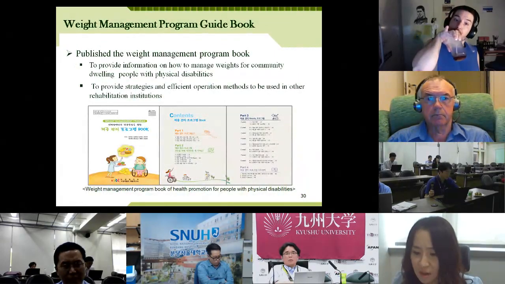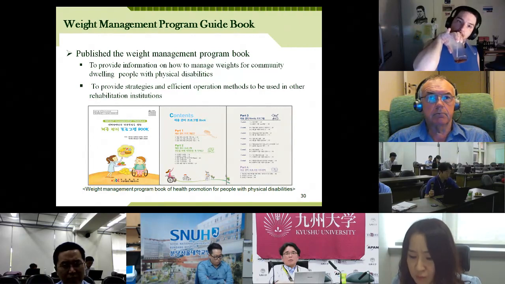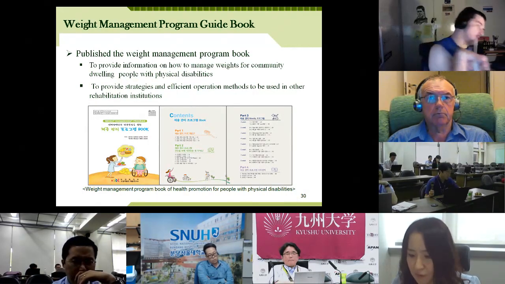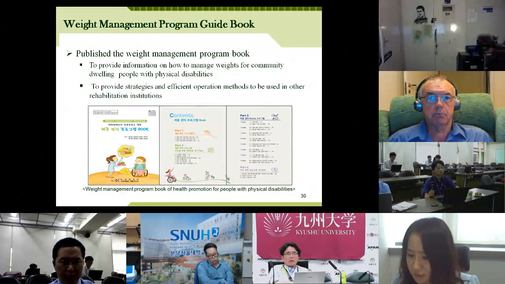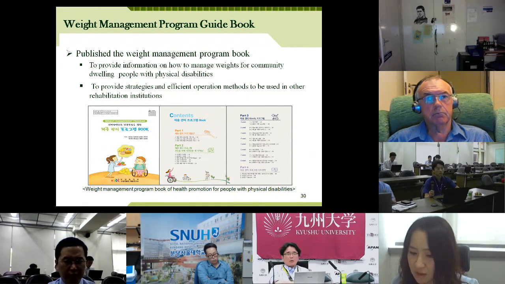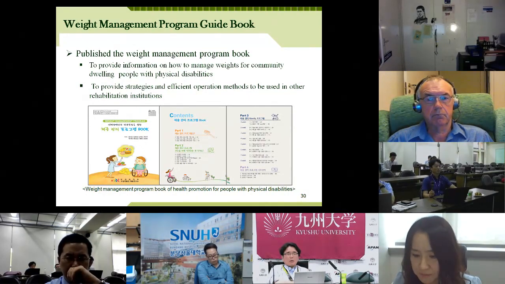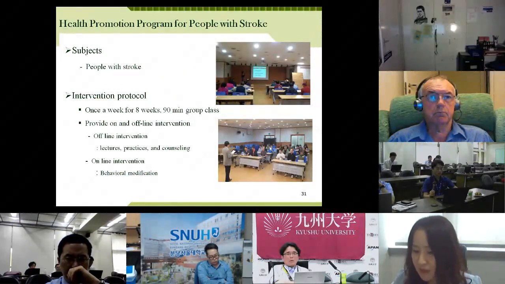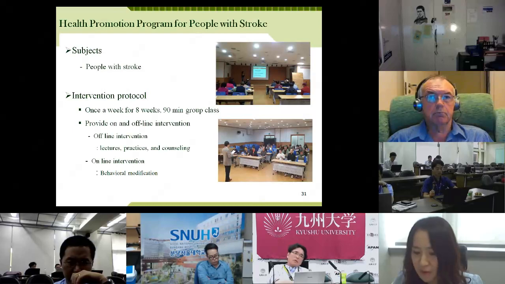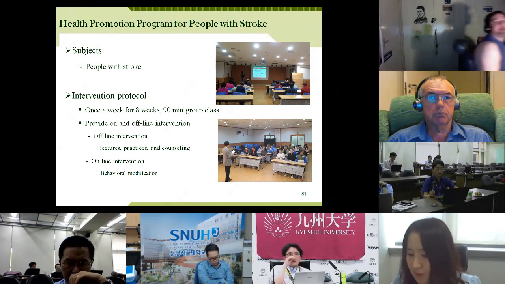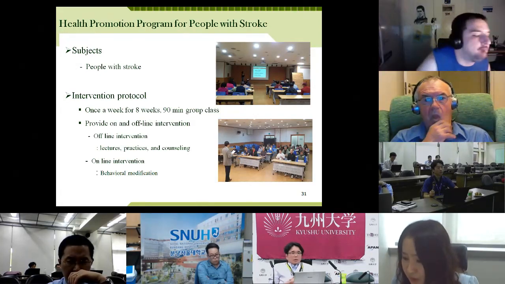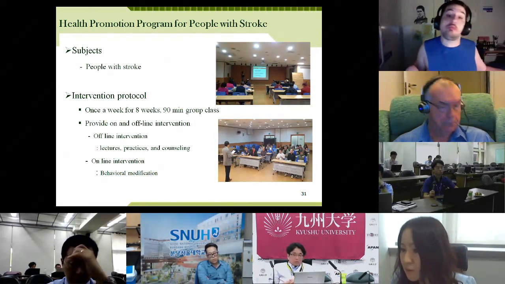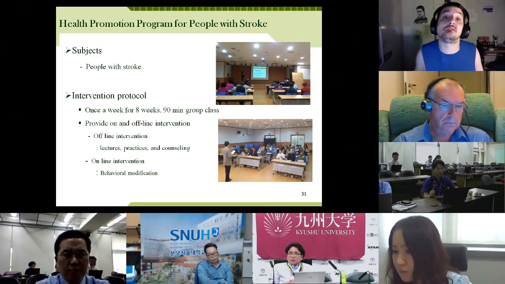And we also published a weight management program book to provide information on how to manage weight for community-dwelling people with physical disabilities and provide strategies and efficient operation methods to be used in other rehabilitation institutions. As I mentioned earlier, we are developing health promotion programs according to the type of disability. We also implemented the health promotion program for people with a stroke. The intervention method is similar to the weight management program, but the contents of the program were specified for stroke patients.